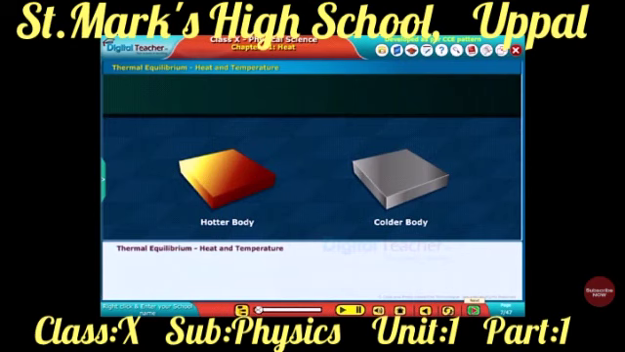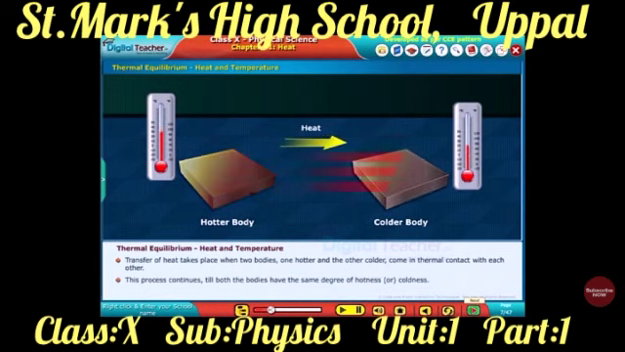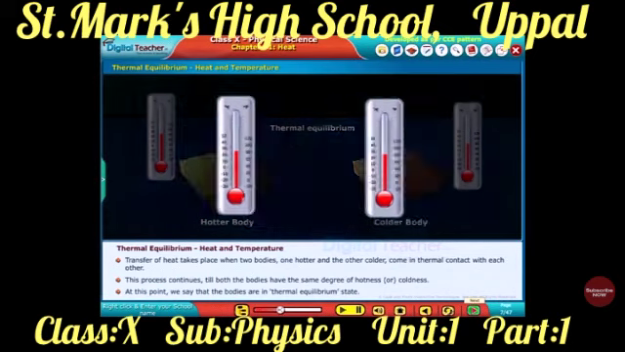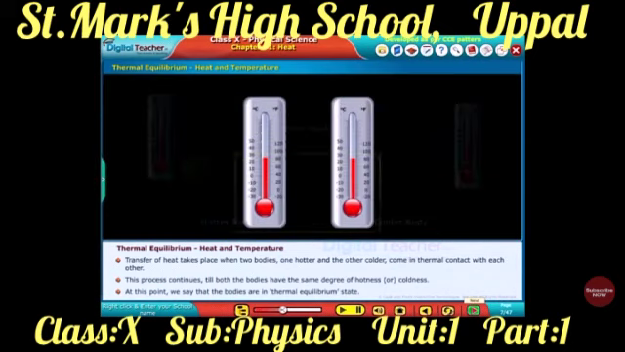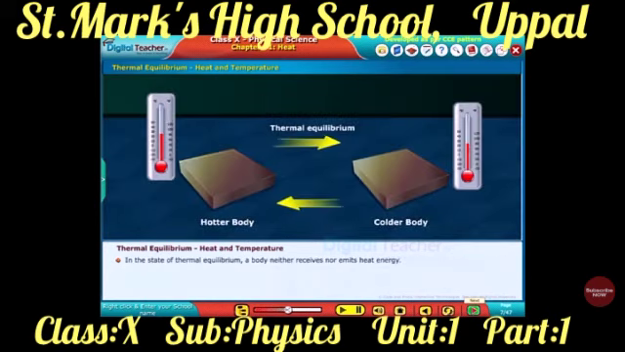Thermal equilibrium, heat and temperature. Transfer of heat takes place when two bodies, one hotter and other colder, come in thermal contact with each other. This process continues till both the bodies have the same degree of hotness or coldness. At this point, we say that the bodies are in thermal equilibrium state. In the state of thermal equilibrium, a body neither receives nor emits heat energy.